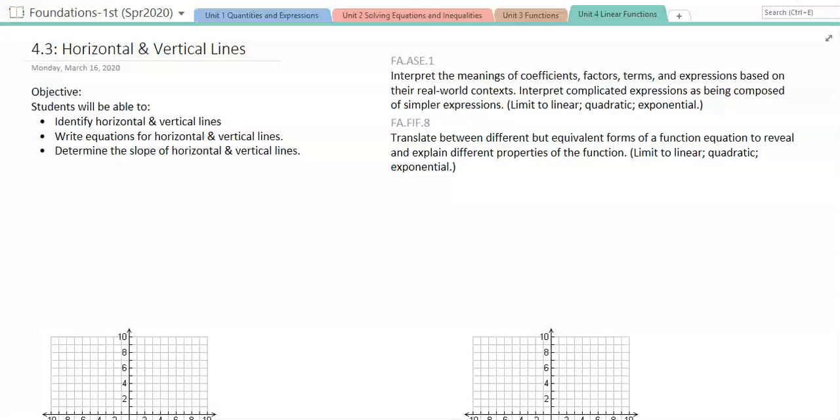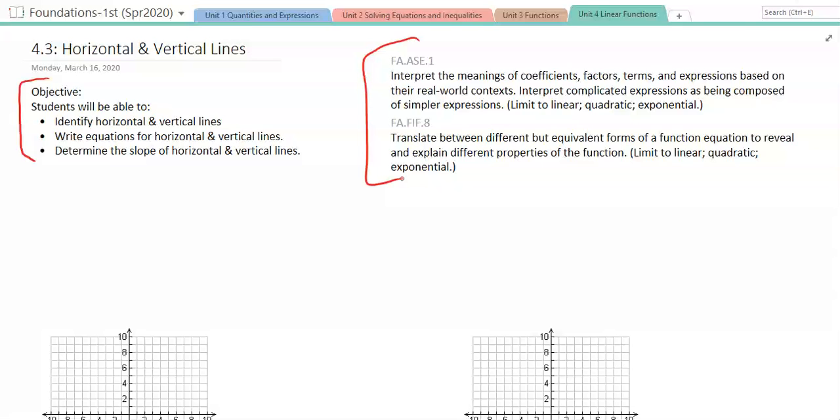The objectives here, we've got three objectives, but they're all going to interlace pretty quickly. Identify horizontal and vertical lines, be able to write the equations for horizontal and vertical lines, and also determine the slope of horizontal and vertical lines. And it falls under these two standards, dealing with interpreting the meaning of coefficients and factors and terms, and also translating between the equivalent forms of the function to reveal and explain different properties.